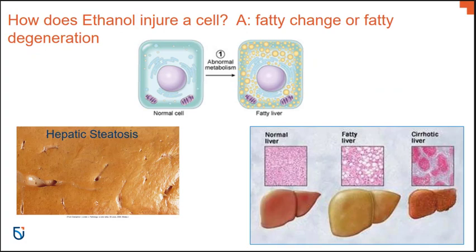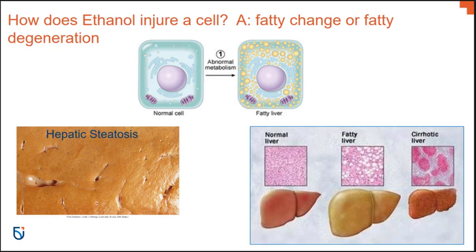Now on to another topic of cellular injury, and that's ethanol. How does ethanol injure the cell? Well, the very basic answer is that it causes fatty changes or fatty degeneration. And this can happen within different cells in the body, but we're going to be speaking specifically of the liver. So ethanol, also known as alcohol, it is the number one mood altering drug within the US. It is so commonly utilized, and it does damage the liver.